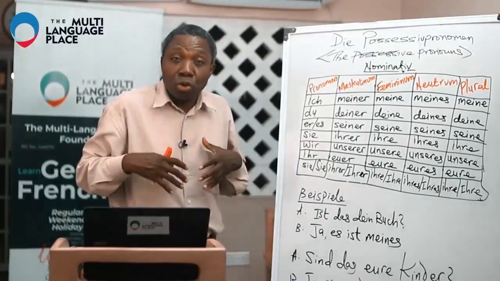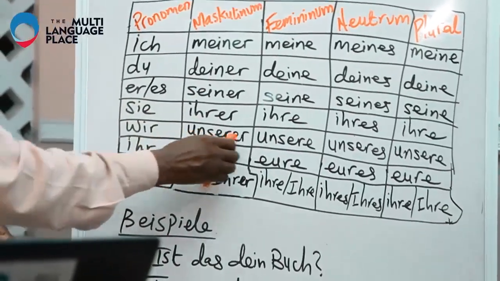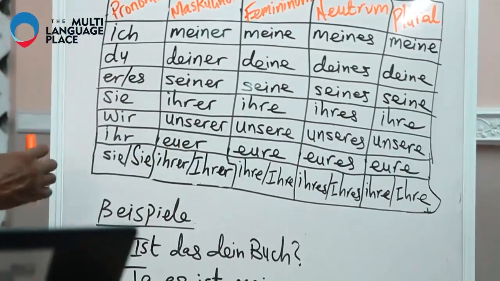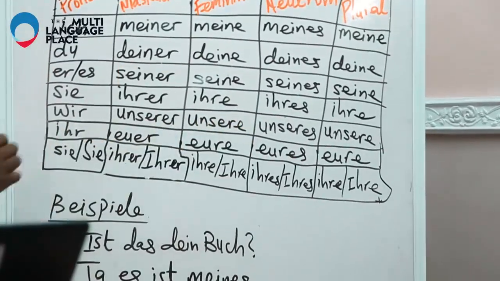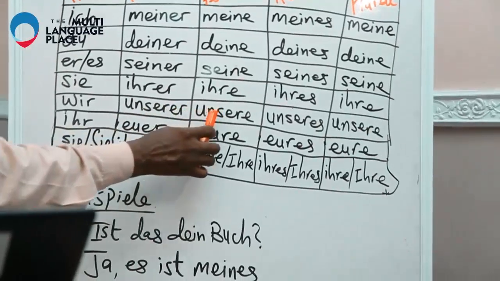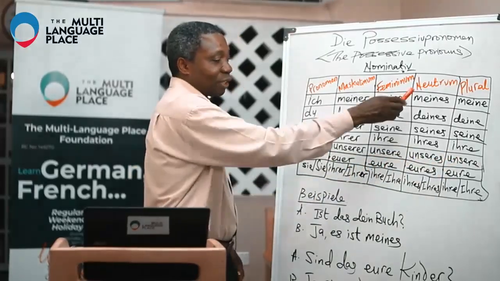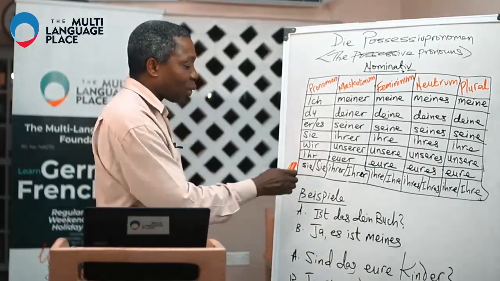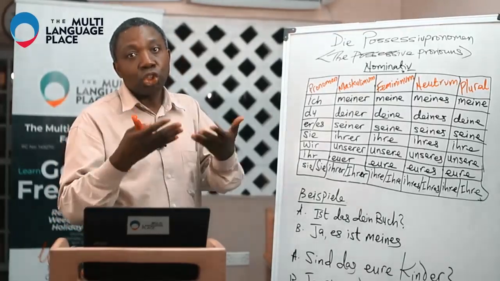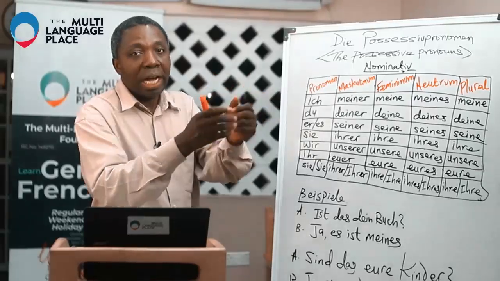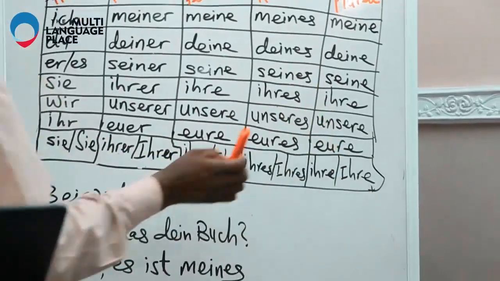And if it belongs to us, it's our own. If it's a masculine object, we say unserer. For a feminine object that belongs to us, we use unsere. So we have unserer, unsere, unseres, unsere. If it is plural, unsere. If it is neuter, unseres. Then we come to the second person plural, you guys: eurer, eure, eures, and then eure.